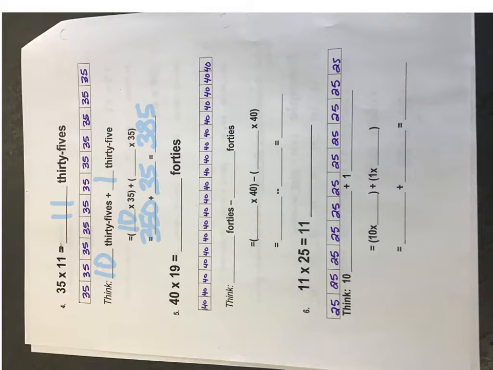In the next example, we see 40 times 19, which is the same as 19 40s, which we see in our tape diagram. Multiplying 19 times 40 is not necessarily easy. So we tell the kids to think, okay, what's a number close to 19 that is easy to multiply by? And they always come up with 20. So we start out saying, okay, 19 40s is the same as 20 40s minus 1 40.